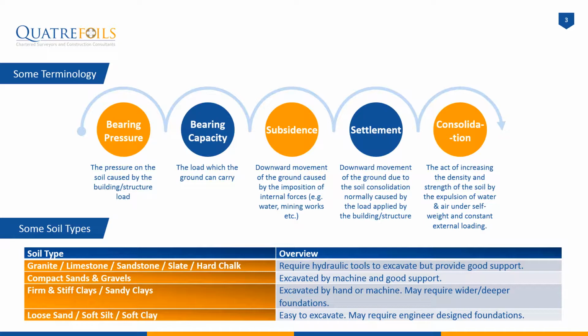Last on our list here is consolidation. This is the process in which the volume of the soil decreases due to the expulsion of water and air under self-weight and external loadings. Okay, now let's have a look at the different soil types.